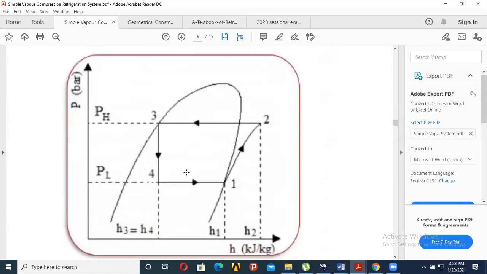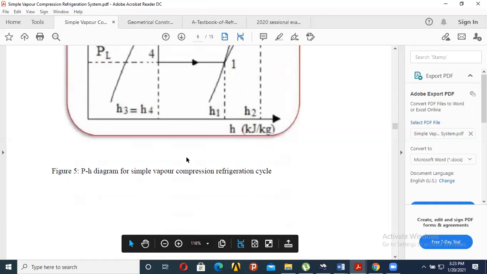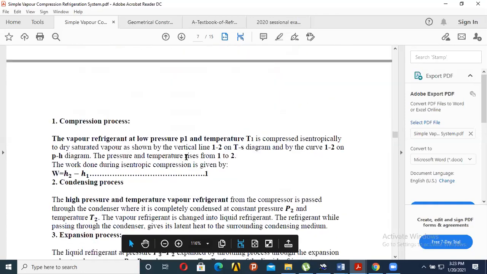Okay, so this is a PH diagram. Take note, there's a TS and a PH diagram. In the PH diagram, the process 3 to 4, which is the expansion device, is a constant enthalpy process, okay, because the entropy does not change. So take note of the diagram.